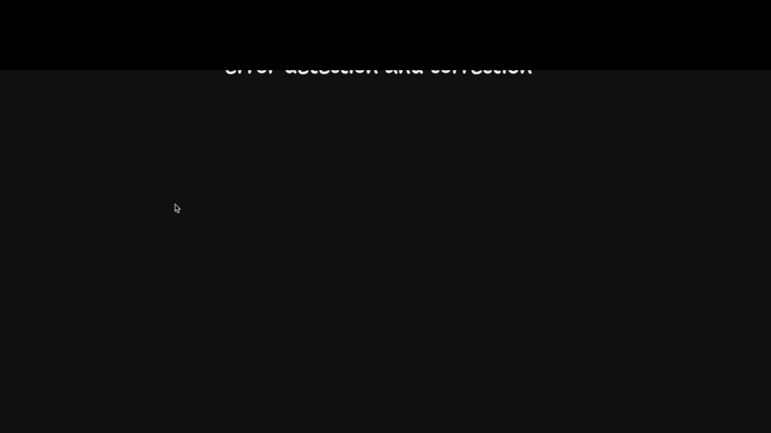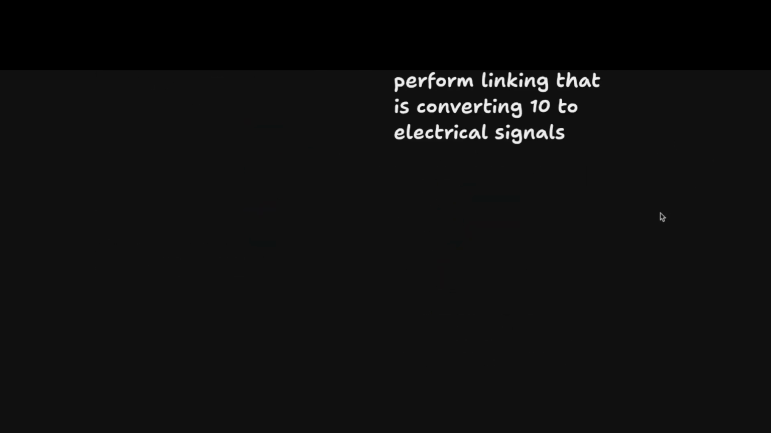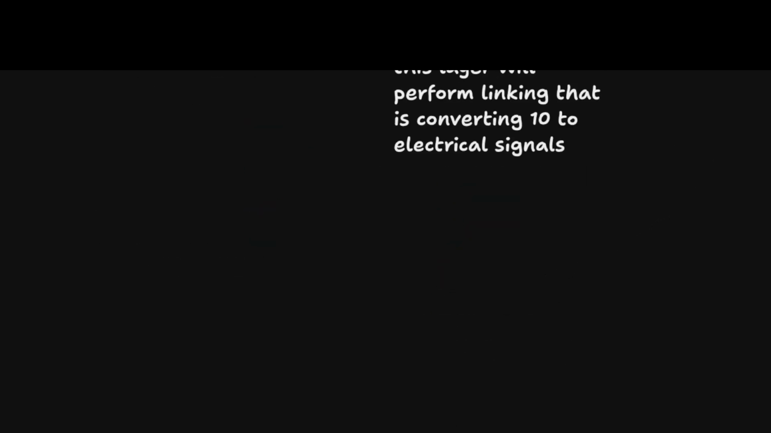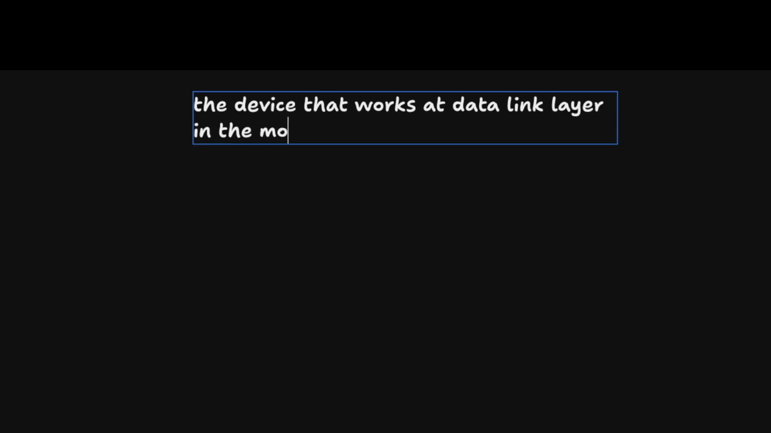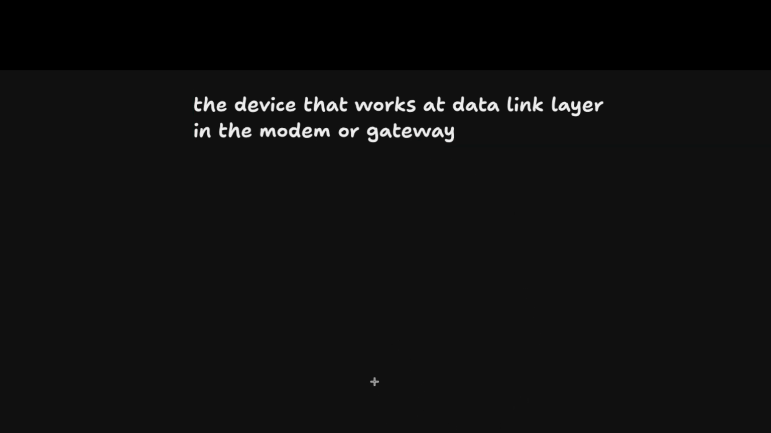Now this is basically another device that works at the data link layer: the modem or the gateway. So remember the modem that we get from the ISP. So why is it a modem? Because it has a demodulator and a modulator.